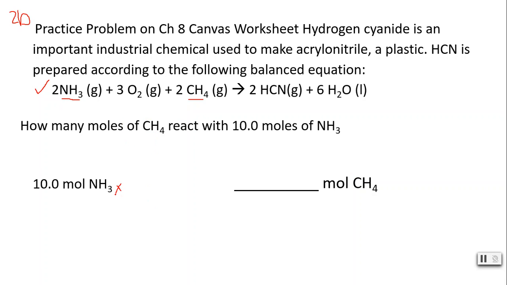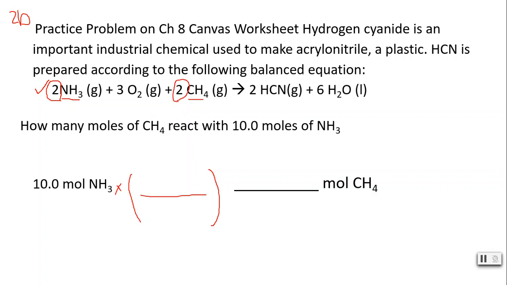And in the space in between, give yourself room to write the necessary conversion factor to solve the problem. So I need to go from moles of NH3 to moles of CH4. I look at my balanced chemical equation, and I see for every 2 moles of NH3, I have 2 moles of CH4.